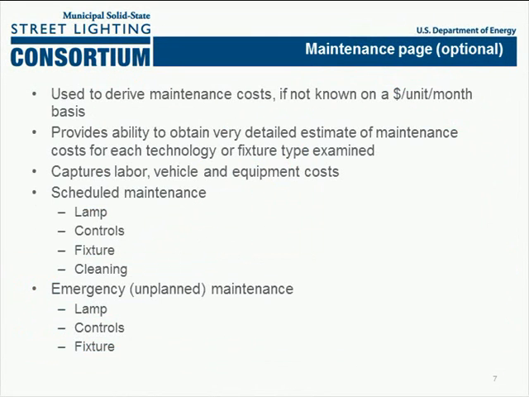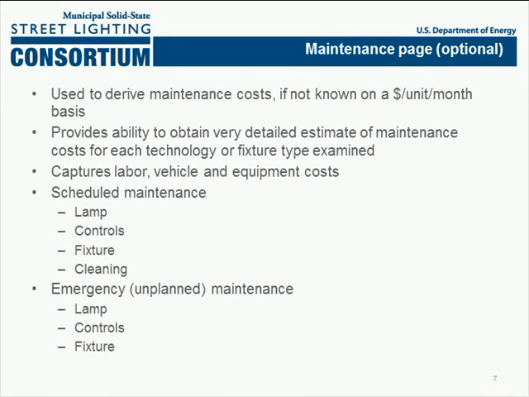Okay, now on to the maintenance page, which as I mentioned before is optional but may be useful to many users. One can enter maintenance costs on the input page, but if and only if those costs are known on a dollar per unit per month basis for each fixture. If those aren't known, then it's necessary to visit the maintenance page. What the maintenance page does is provide the ability to obtain a very detailed estimate of maintenance cost at the fixture level. So the maintenance costs are very specific to each fixture involved in the analysis. And it captures all costs associated with maintenance, labor, vehicle, and any equipment costs that may be involved.